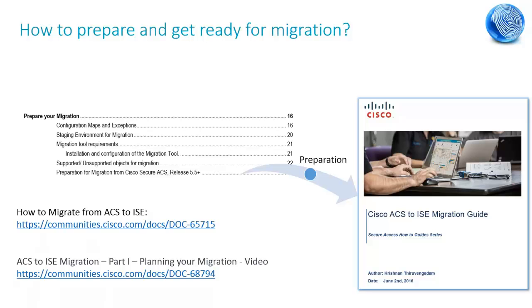We will discuss configuration exceptions, and then we will take a look at how to stage your environment, what are the best practices, and then we will look at the migration tool prerequisites and prerequisites for your environment to become migration ready. This information is already available, as I said, in the migration guide, doc 65715. The part 1, the planning section I talked about earlier, is available in doc 68794. The links are provided in the slide deck and this video tutorial.